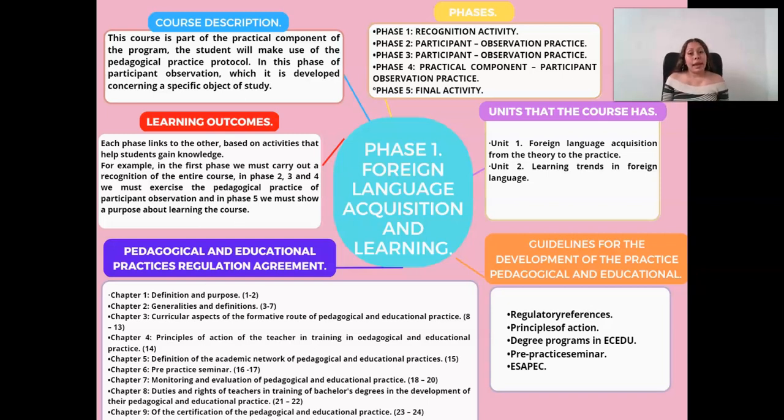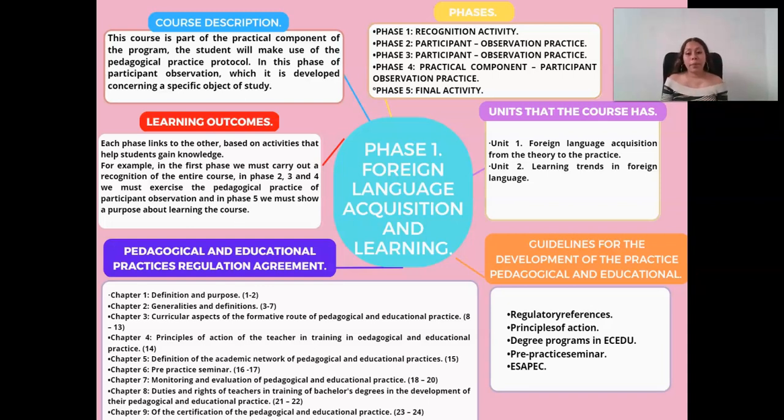Degree programs in SEDU. Okay, in SEDU there are 2 programs. The first program is the transition program, and the second is the program with renewed registration. It is in this program, the program with renewed registration.